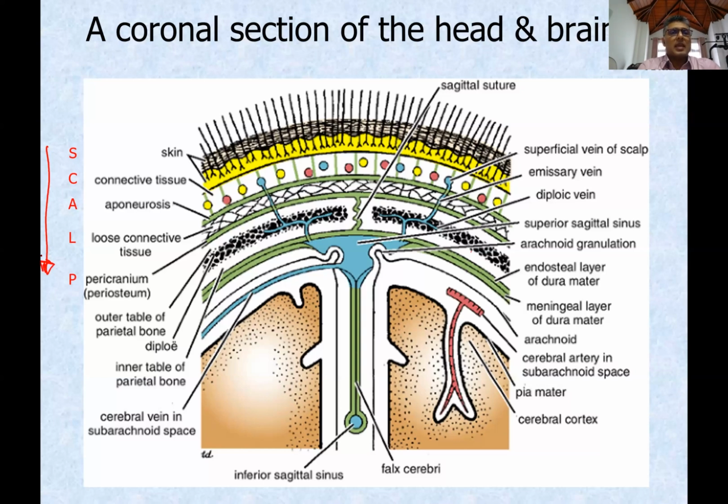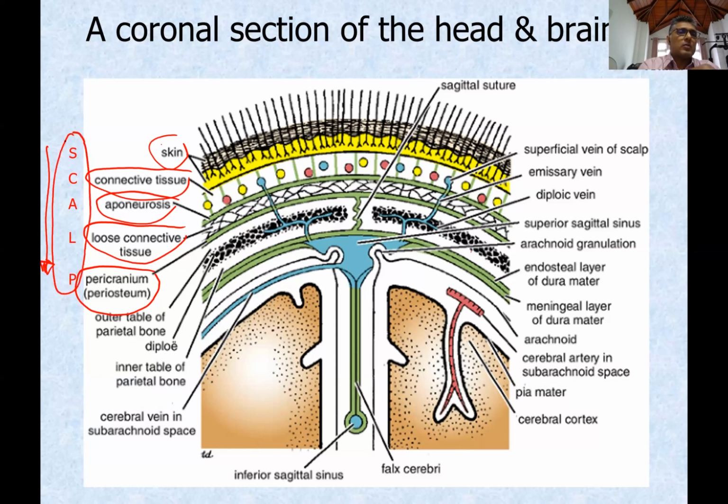S means skin, and C is for connective tissues, and A is for aponeurosis. L is for loose connective tissues, and P is for periosteum or the pericranium in this case. Periosteum is a general term for all the bones. When it comes to the skull, you call it pericranium. So these 5 layers will form the area called scalp. So when you say scalp, skin is also part of it.